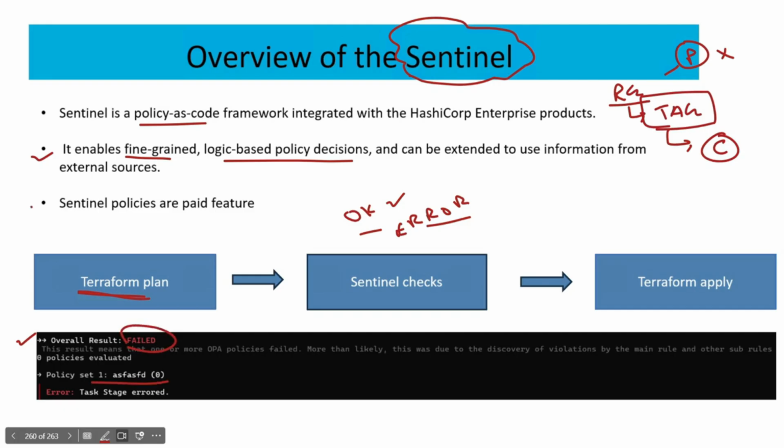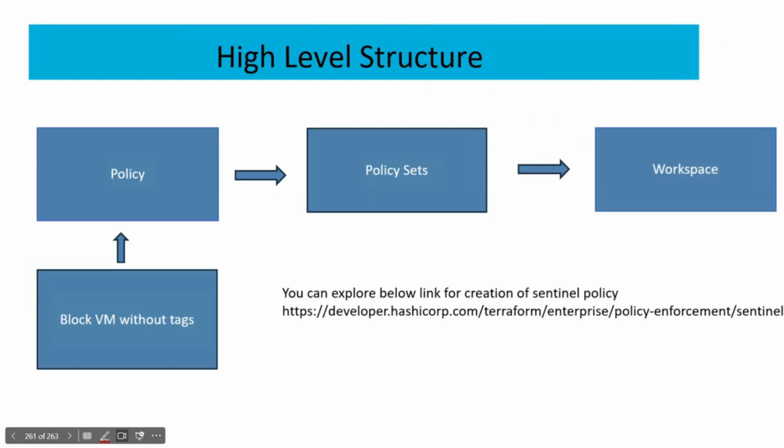And the third thing, Sentinel policies are a paid feature. To use Sentinel, we need to have an enterprise account. But in a free account, we are able to create one Sentinel policy. High level structure: the first thing we are going to do is create a Sentinel policy. In the Sentinel policy, we are going to mention to block virtual machines without tags. So if we create any virtual machine without any tags, it is going to block it.